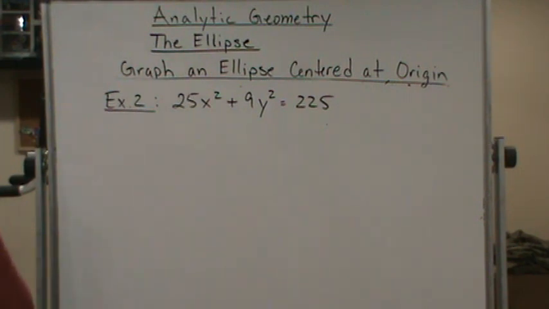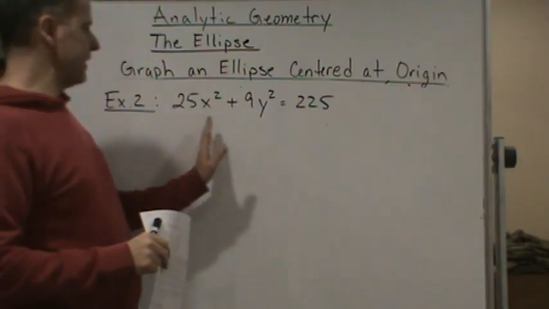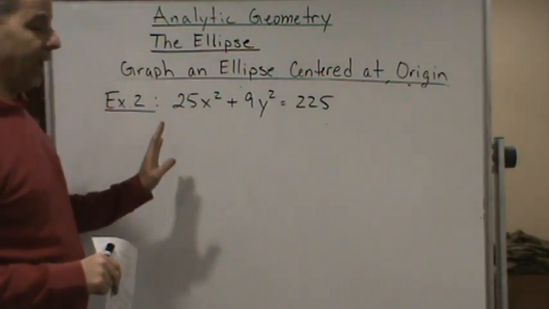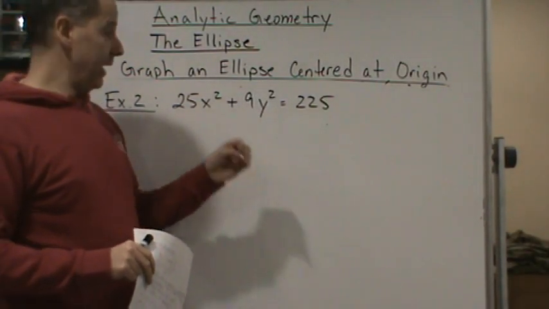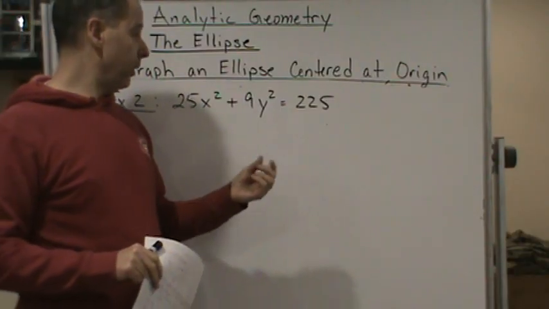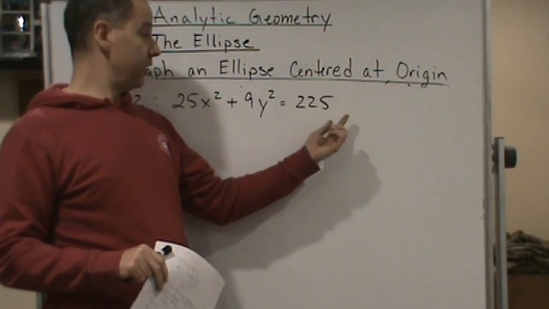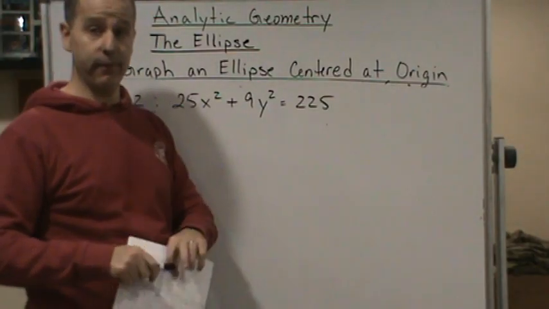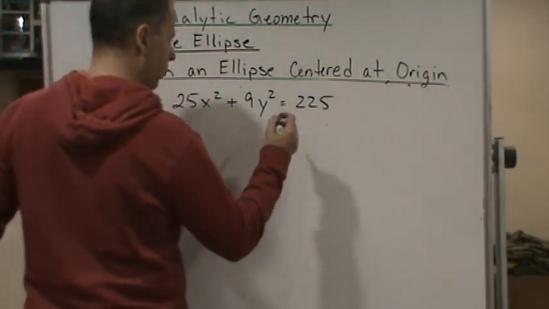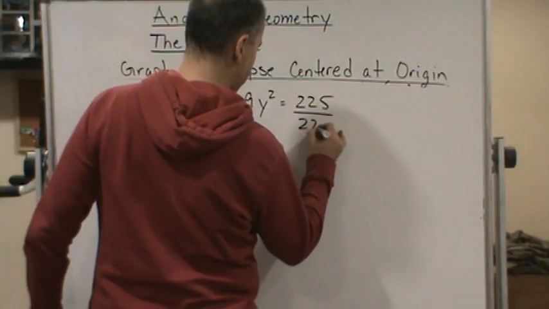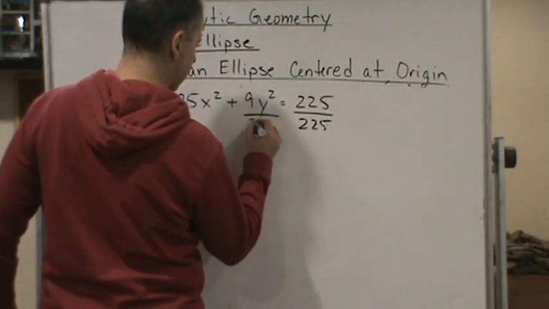All right, welcome back. Now let's do this example here. Now in this case here, it's not in standard form, so we're going to have to put it in standard form. And the way we're going to do that is, remember, this constant has to be 1. So what we're going to do is we're going to divide everything by 225. Okay, so let's do that. Let's divide everything by 225.